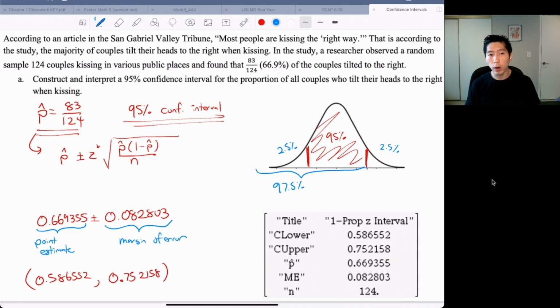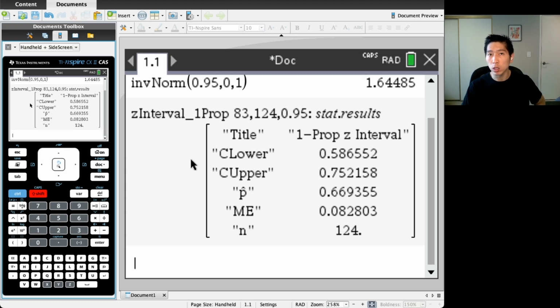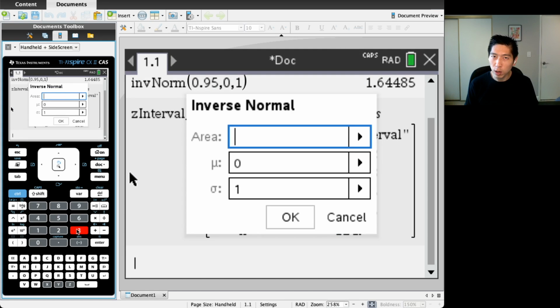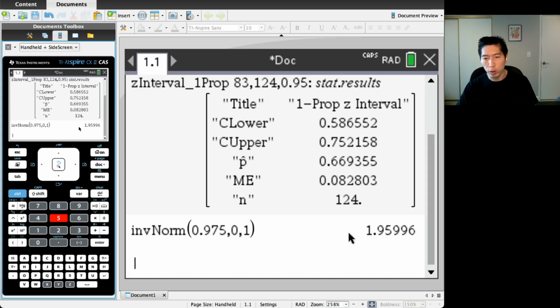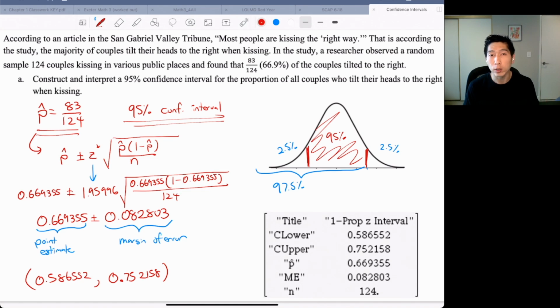Let's quickly go to our calculator and type in that critical value. What's our special command? Menu 653. For a 95% confidence interval, we're going to type in 97.5%. And there's our critical value, 1.95996. You can fill in the rest of the values according to the p hat and n that we already know. And there you go. That's all the skills you're going to need for one sample z-interval for proportions.